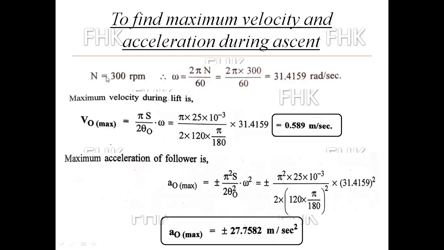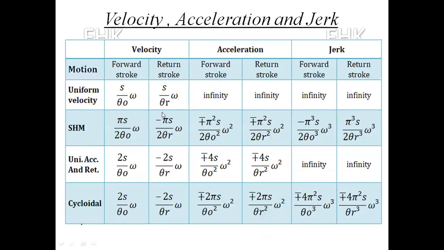Okay, RPM is given as 300. So I will convert this RPM into radian per second. The formula for this is omega equal to 2 pi N upon 60. So after calculating, I will get omega as 31.4159 radian per second. The maximum velocity we now have to find out during the lift, or during the rise. As we discussed in the previous session, this table you have to remember.